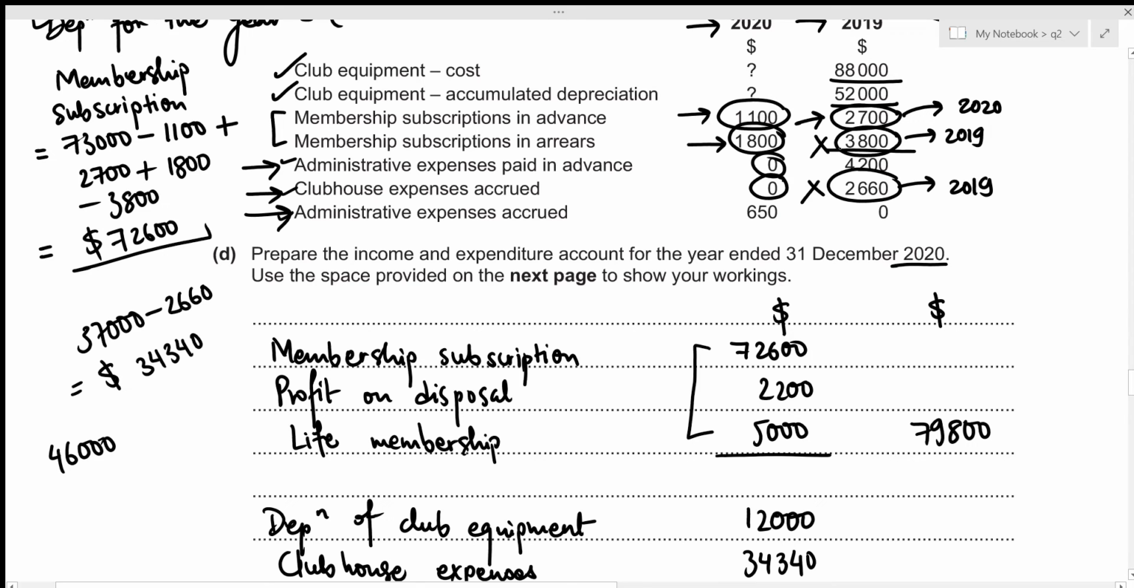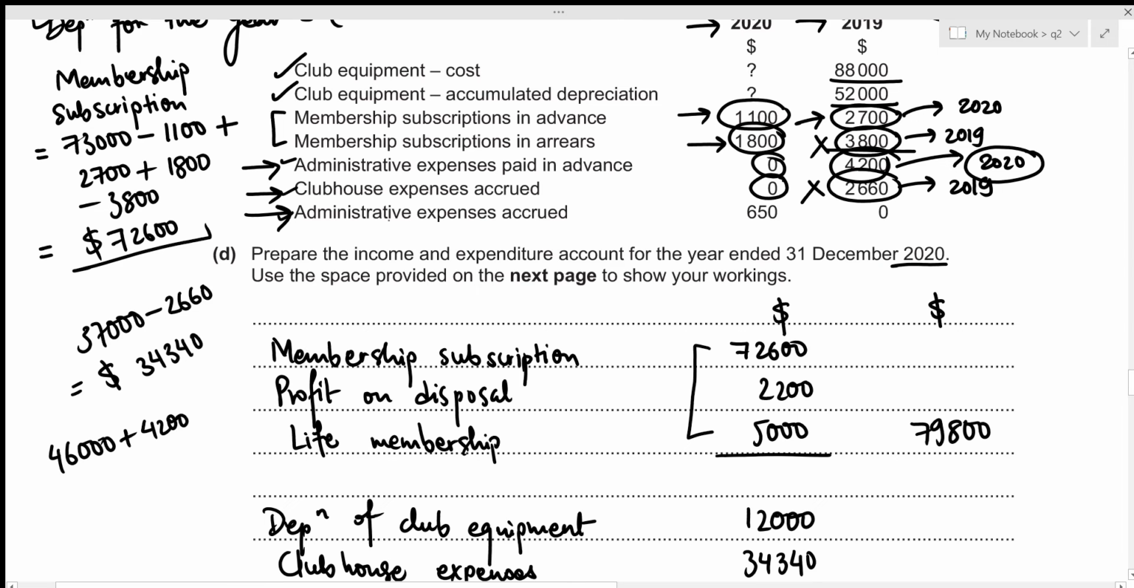But for 2019, we can see that it amounts to 4,200. And since this is an advance payment, this reflects the administrative expenses for the year 2020. And since we are preparing our income and expenditure for 2020, we need to include this amount of 4,200 as well. So I'm just going to add it.